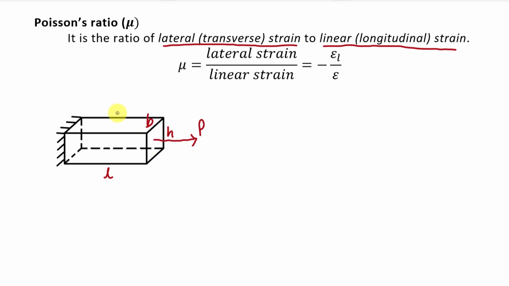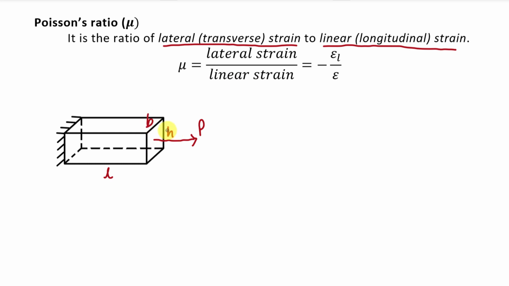And the other dimensions, that is vertical and the direction along the width of this body, will be taken as the transverse direction, right? Or we can also say that the direction along the width of the body and the direction along the height of the body is the lateral direction. Here this length will be the linear dimension, and width and height will be the lateral dimension, right? That we have discussed earlier. Now what is mu? Mu is the ratio of lateral strain divided by linear strain.